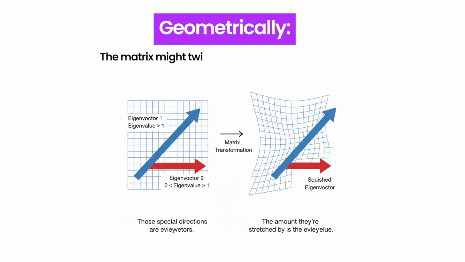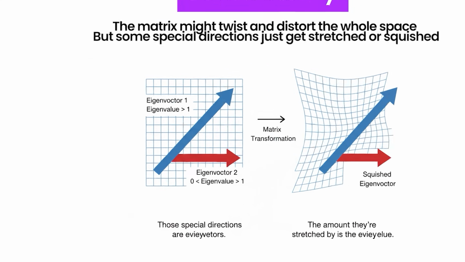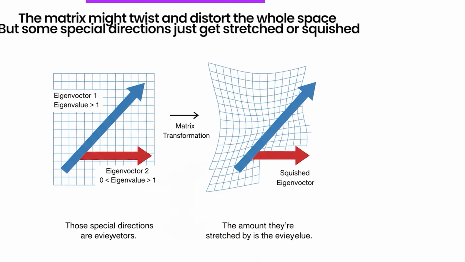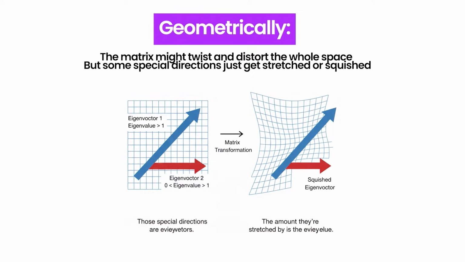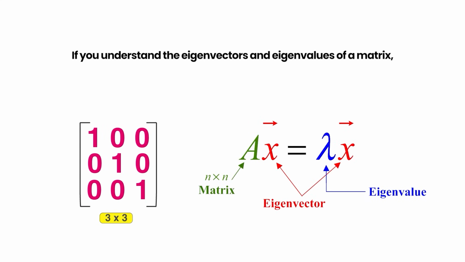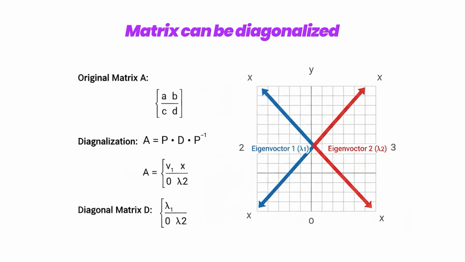Geometrically, the matrix might twist and distort the whole space, but some special directions just get stretched or squished. Those special directions are eigenvectors. The amount they're stretched by is the eigenvalue. You can think of them as the natural directions of the transformation. If you understand the eigenvectors and eigenvalues of a matrix, you pretty much understand what the matrix does to the entire space.